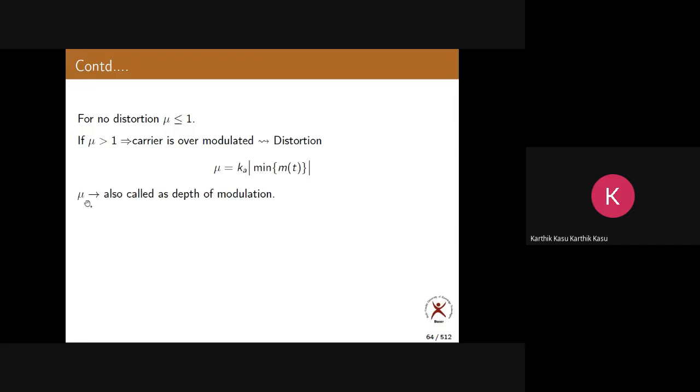Now, remember, mu is also called depth of modulation. What is another name? Modulation index. So mu is known as modulation index or depth of modulation. This is the formula of mu. This is a generalized formula. Okay.